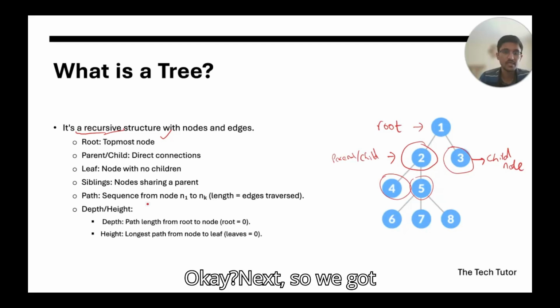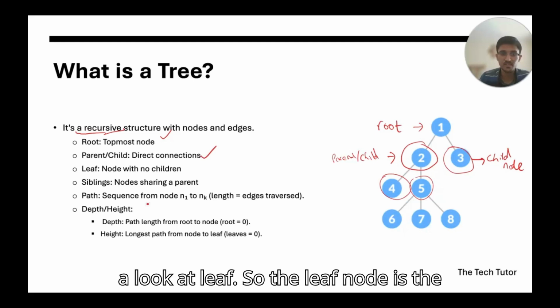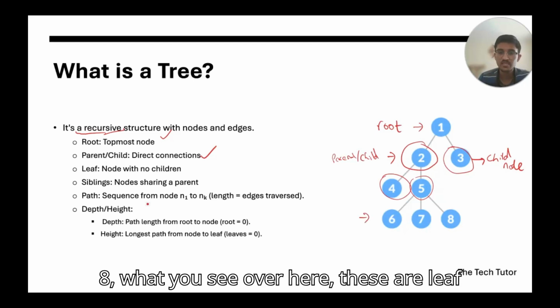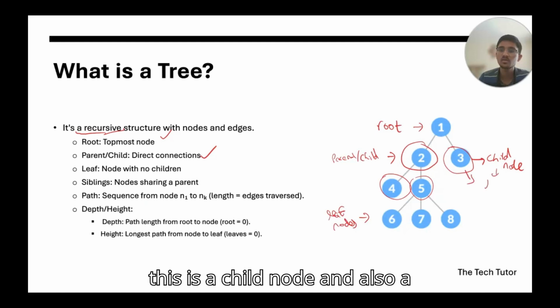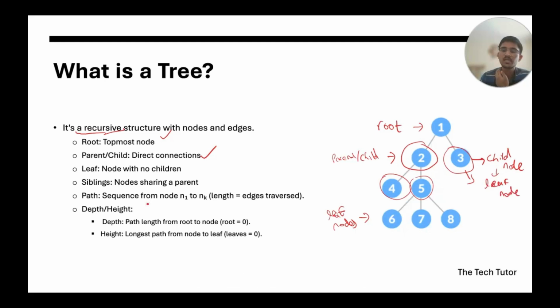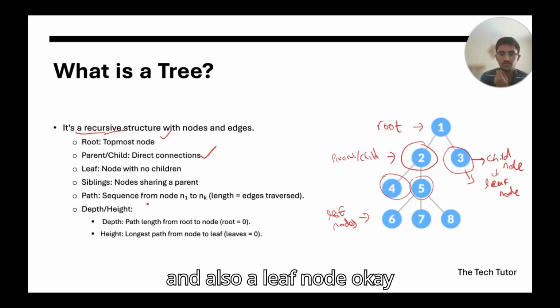Okay, next, we got done with parent-child. Now let's have a look at leaf. The leaf node is a node with no children. So the 6, 7, 8 that you see over here, these are leaf nodes. And also 3 over here. This is a child node and also a leaf node. So you can see how it has two different characteristics. It's both a child node and a leaf node.